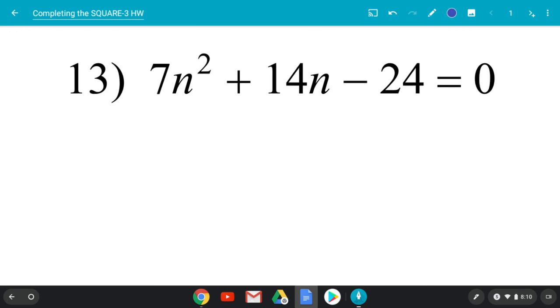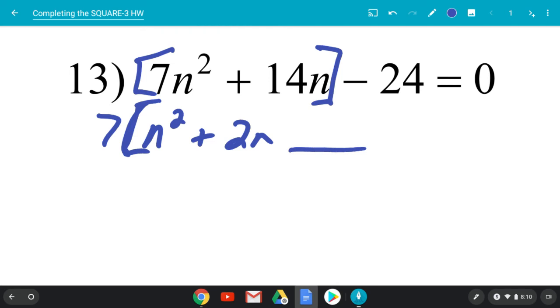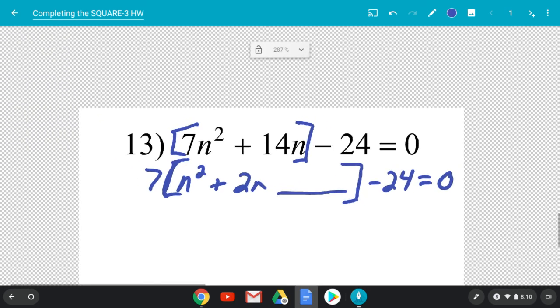What can I pull out here? A 7. 7 times n squared plus 2n, space, minus... Oh, I can't pull out a 7, can I? Not out of everything. I can only pull it out of here. The 7 doesn't go into 24. So I'll leave my space. Minus 24 equals 0. See the difference between this one and the others? Since I couldn't pull out, I put a bracket around it.